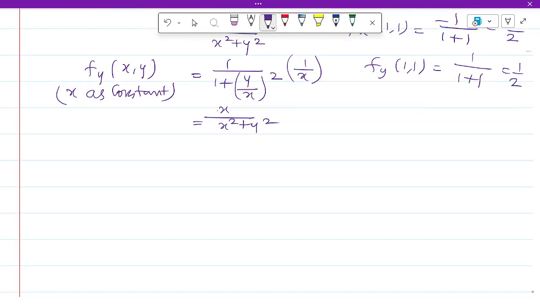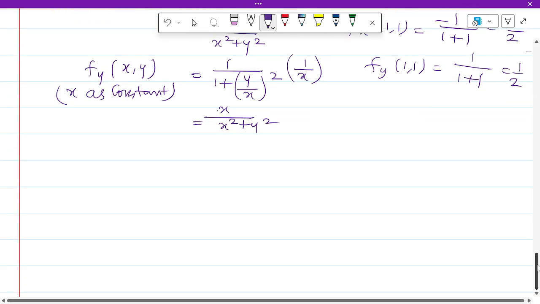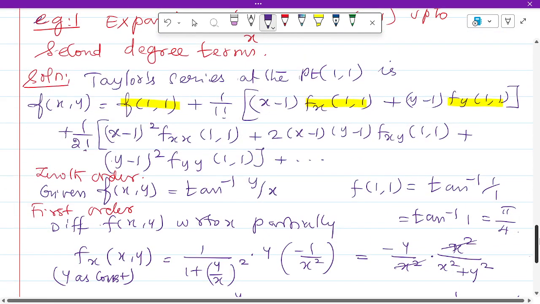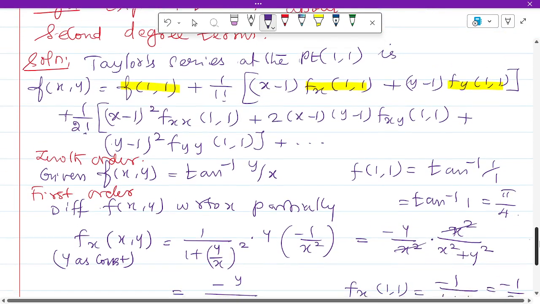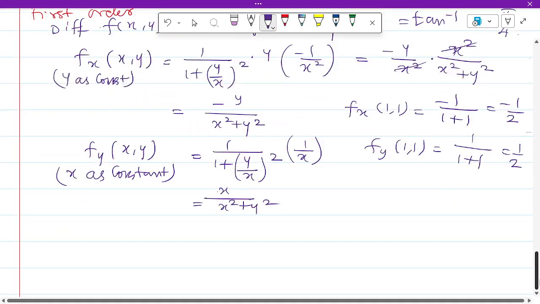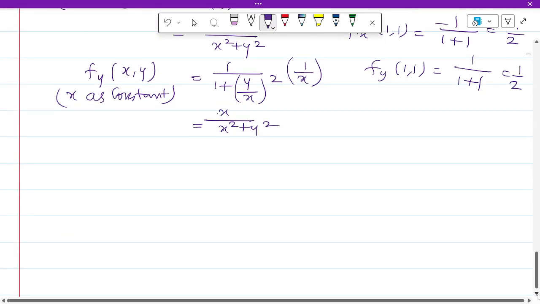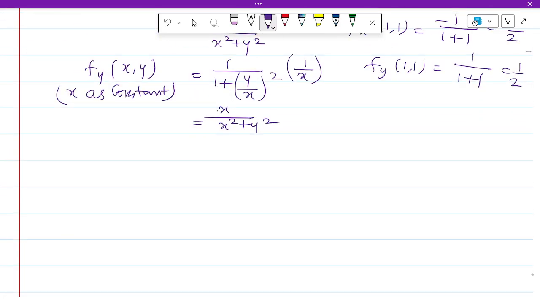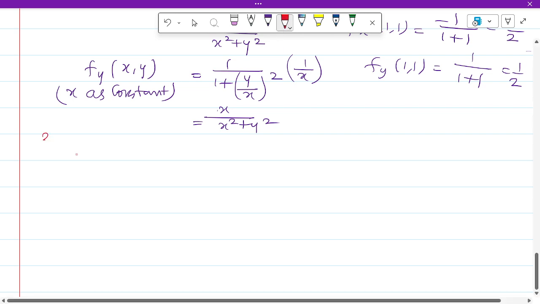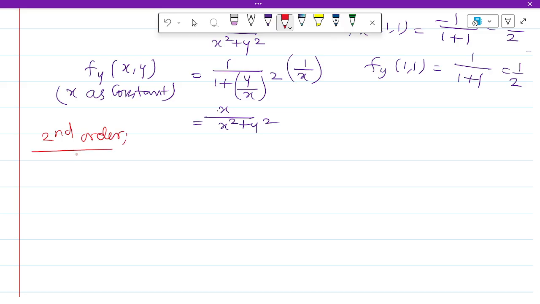So next we are moving on. What things are completed now, you can see. The 0th order is over, first order is over, next you have to go for the second order. So what are the second order terms here? fxx, fxy, fyy. So next we are going to find the second order values.